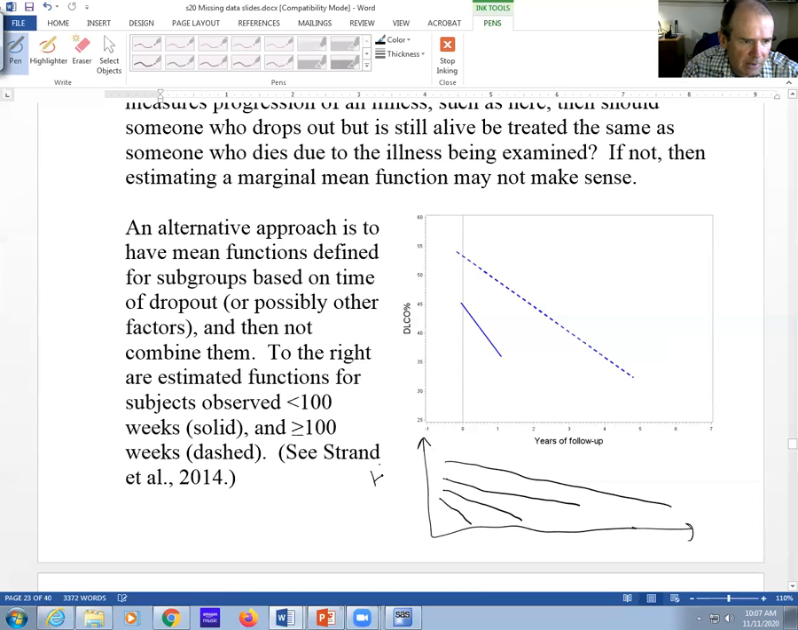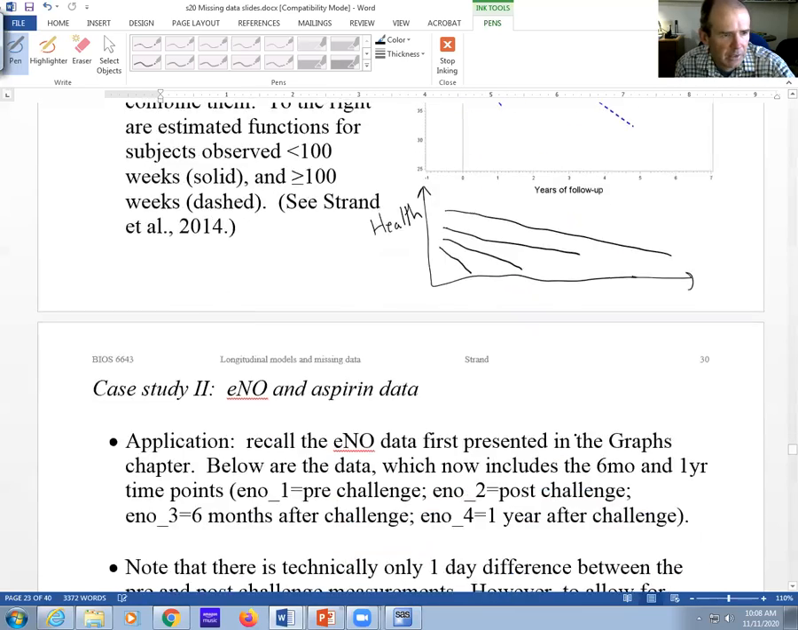So I just say health. This is a pattern that you might see, and if you have enough follow-up time, if we have like 10 or 15 points, it's a lot easier in that case to estimate these separate regression lines. And then again, you can come up with one marginal mean function, or you can just say, here's the pattern if you drop out really early, if you have a little bit more follow-up and so forth. But that's something you might notice for your data set.